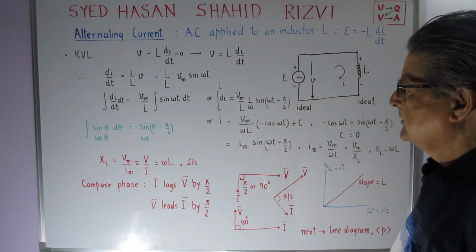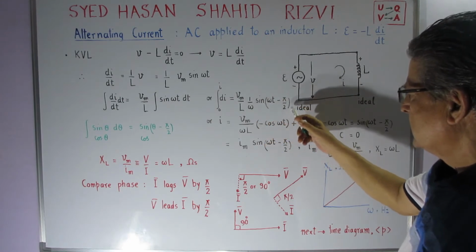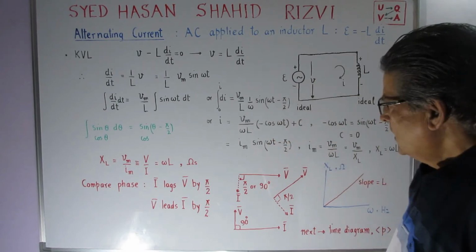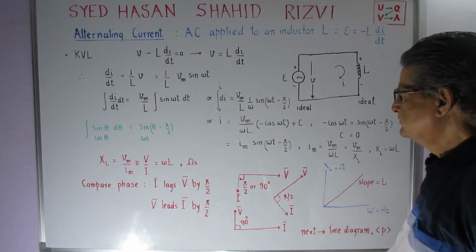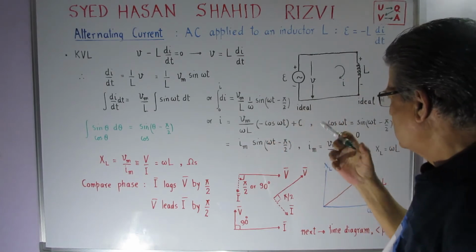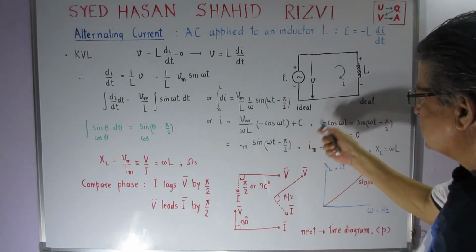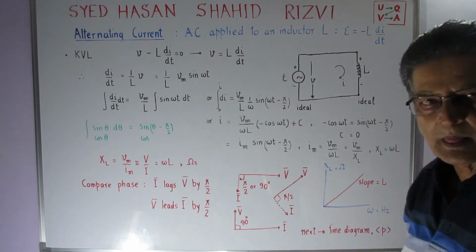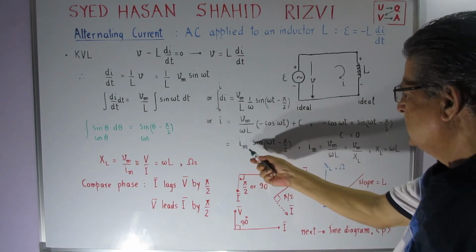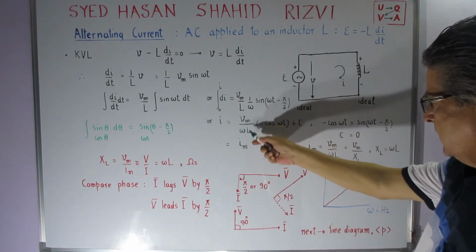And I write it like this: Vm upon L, 1 upon omega, sine of omega t minus pi by 2, and this sine of omega t minus pi by 2 is equal to minus cos of omega t. So when we carry out the integration, we get Vm upon omega L into minus cos of omega t, where minus cos of omega t is equal to sine of omega t minus pi by 2. And it is found that the constant of integration turns out to be equal to 0. So I can write this equation as I is equal to Im sine of omega t minus pi by 2, where Im is equal to Vm upon omega L.